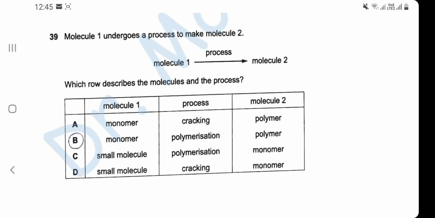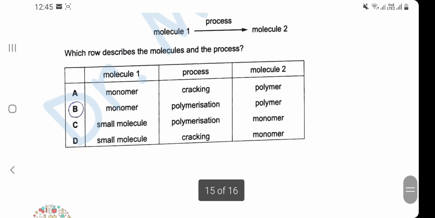C, small molecule, polymerize to give monomer. This is wrong. Small molecule, if polymerized, will give polymer. So C is wrong. D, small molecule will be cracked to produce monomer, and this is wrong because we will not crack small molecule. We will not crack small molecule to produce another small molecule. So D is also wrong, and the answer will be B. Monomer is the small unit that will polymerize to produce the bigger unit, which is polymer. B is correct.